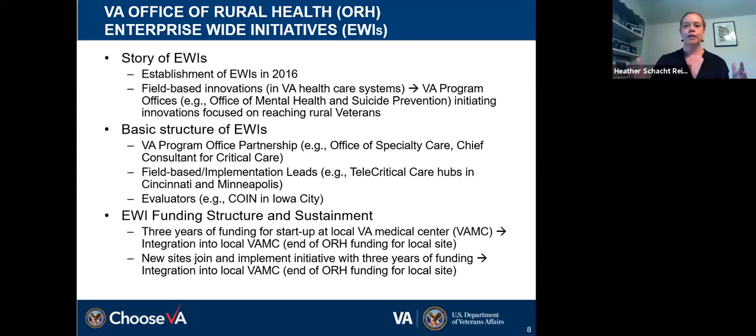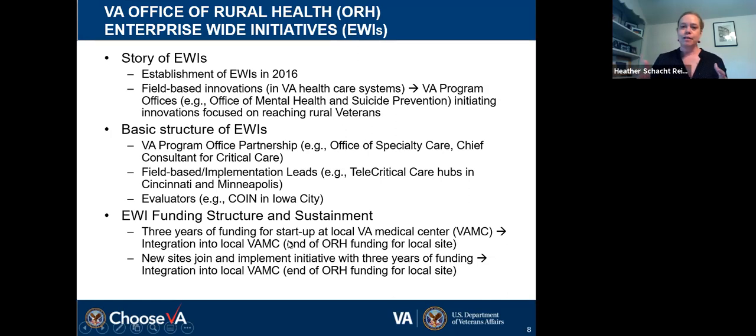And then there's the field-based side, or really the implementation leads in the field, who are the telecritical care hubs, where the critical care is sitting. And then there are evaluators, and our Center of Innovation, our cadre for short, in Iowa City, were the evaluators for telecritical care for some time.